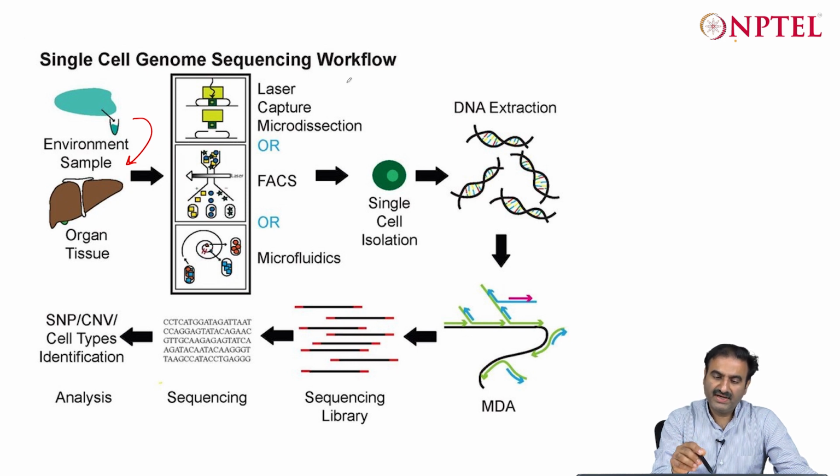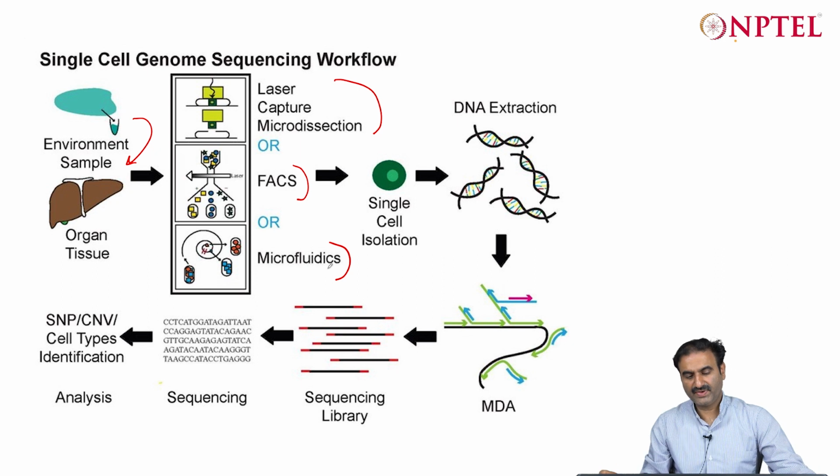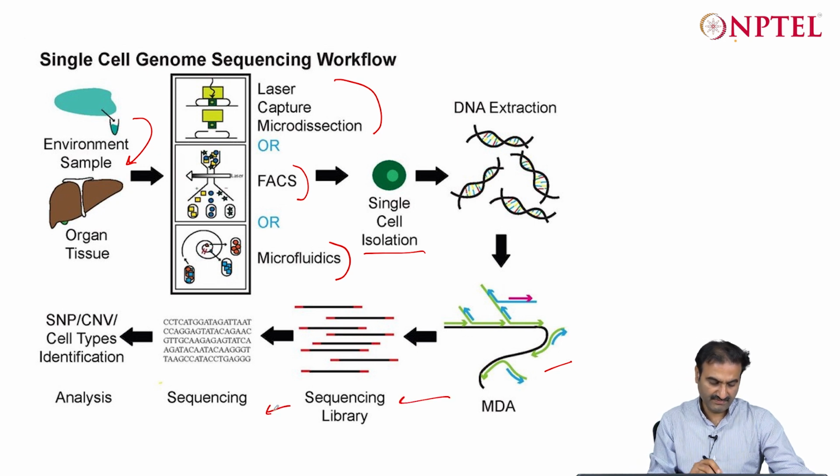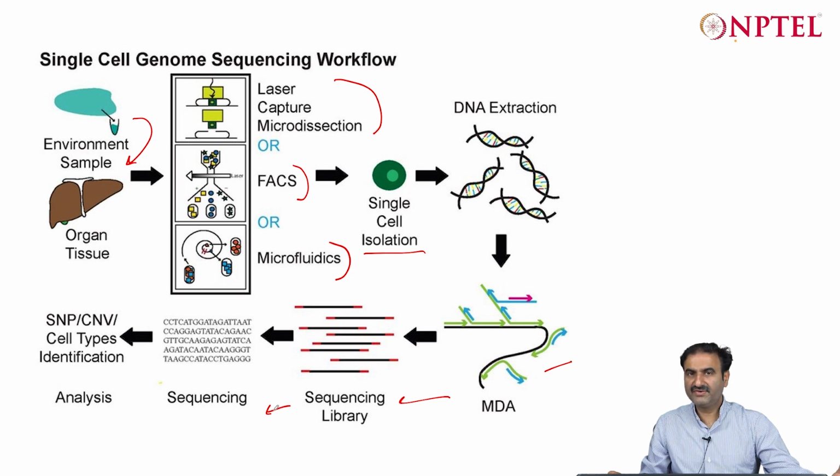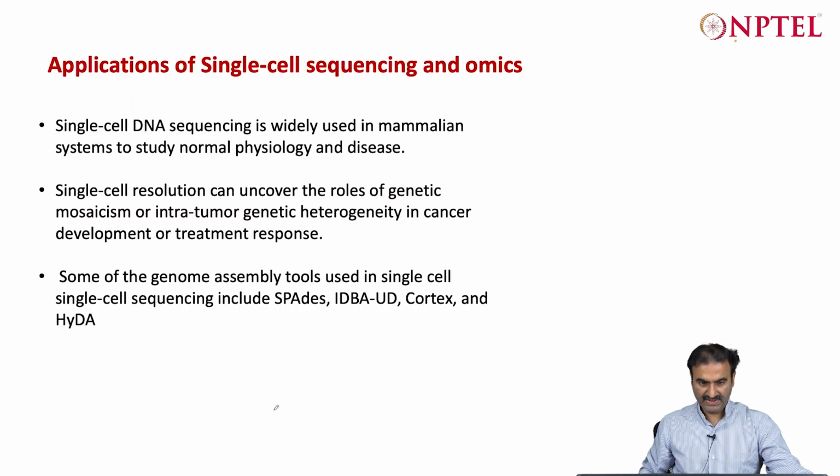Then you can use either laser captured microdissection or FACS to sort the cells, or microfluidics to separate the cells, like you do in the case of the chromium instrument. So then once you have got the single cells, you will isolate the DNA, label the DNA to make the library, and then you will go for the sequencing. Similarly, in epigenomics also, single cell epigenome may be of importance, and that can also be done here.